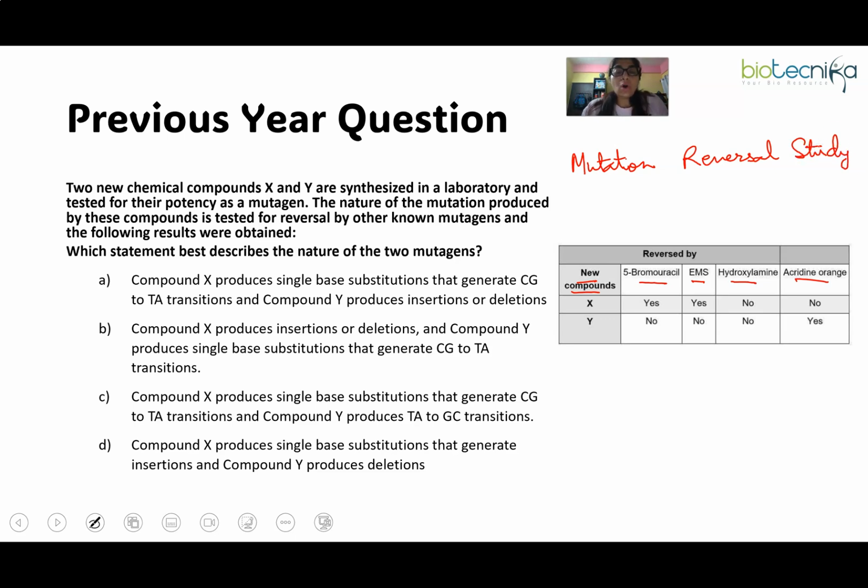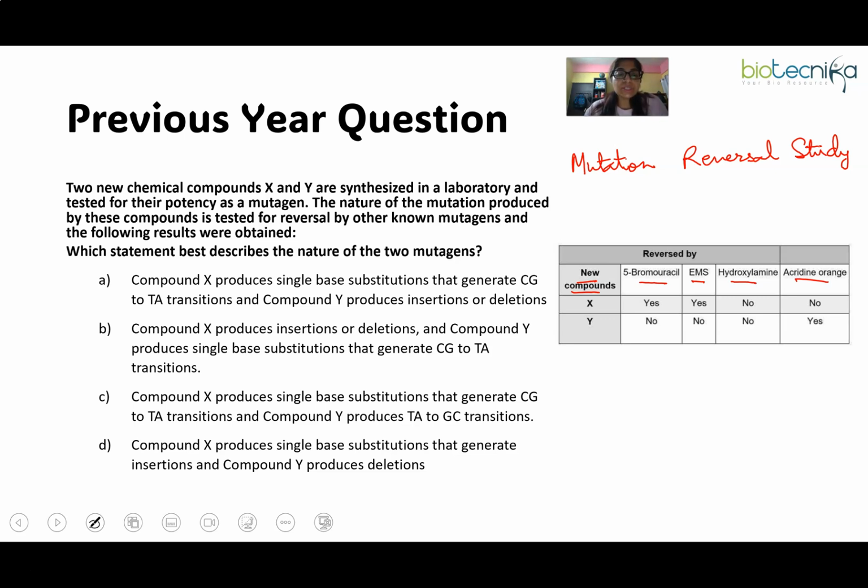A lot of questions have come from mutation reversal study, and this is a topic which has remained a favorite of all the question setters, and almost every year, every alternate session for sure, one question of this type comes. This type of question is very easy to solve. The only thing you have to remember are the different mutations and the different mutagens which can cause those mutations. So mutagens and the mutation that they cause. If you remember this, it's very easy to answer this kind of question.